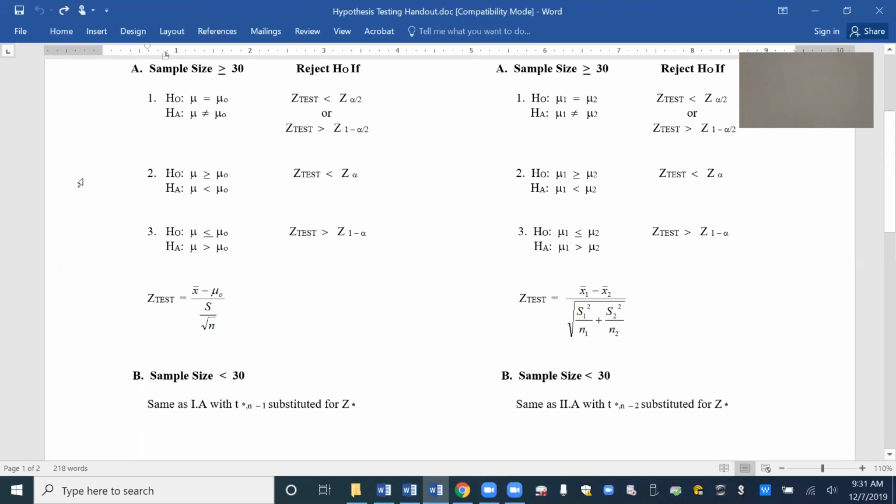Okay, so it is a 1B, 1B2. What does it say down here? It's the same as 1A, only substitute T, whatever percentile you're asked for, instead of a Z. So you just go to the T table to get your extreme value instead of the Z table. It is a 1B2. We would run it as this, but I'm going to look up T alpha, not Z alpha. But I'll use the same Z-test formula.